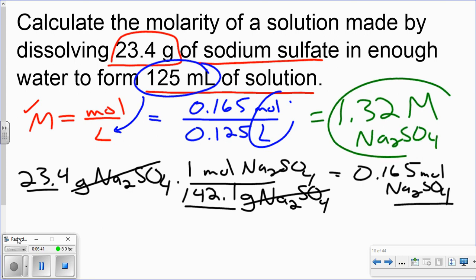Na2SO4. So you notice I did go back to the big M here. Okay, I didn't write moles per liter. If you did, you'd still be right, but that's a little bit quicker way to do that. Okay, let's try another.